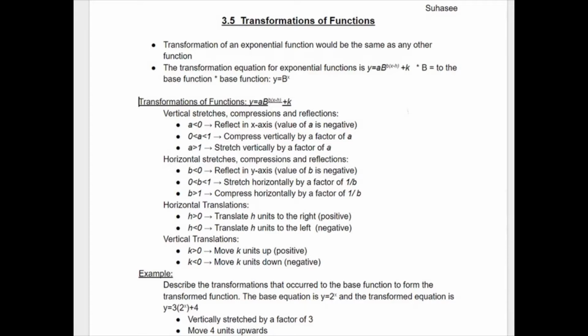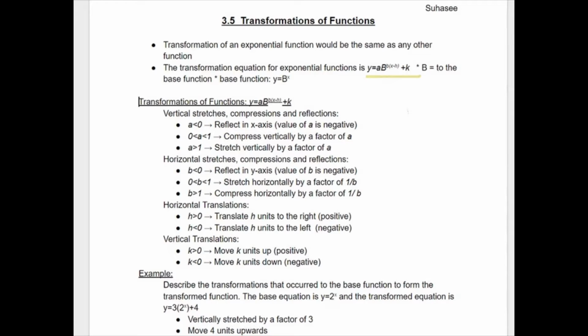Today I'm going to be talking about 3.5, which is the transformation of functions. The transformation of an exponential function is done the same way as any other function, for example, a parabola. The transformed equation for an exponential function looks like this: y is equal to a B to the power of b bracket x minus h bracket plus k. The uppercase B in this equation represents the base function, which is y is equal to B to the power of x.